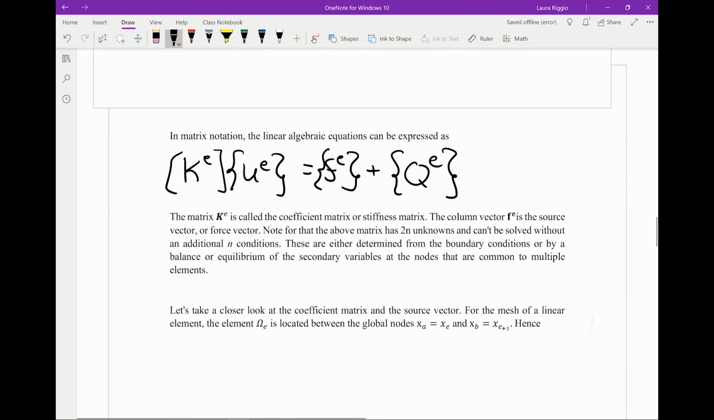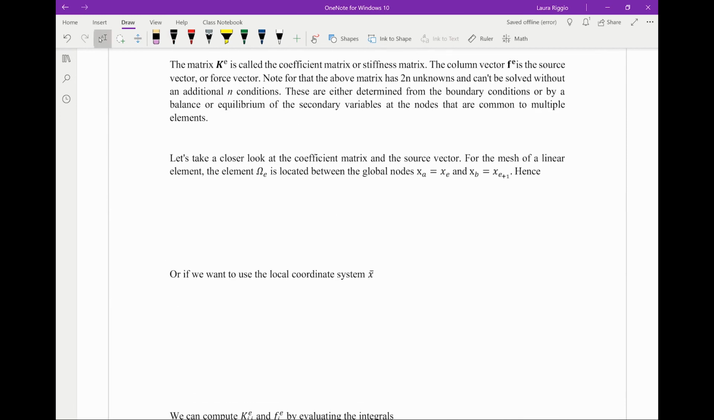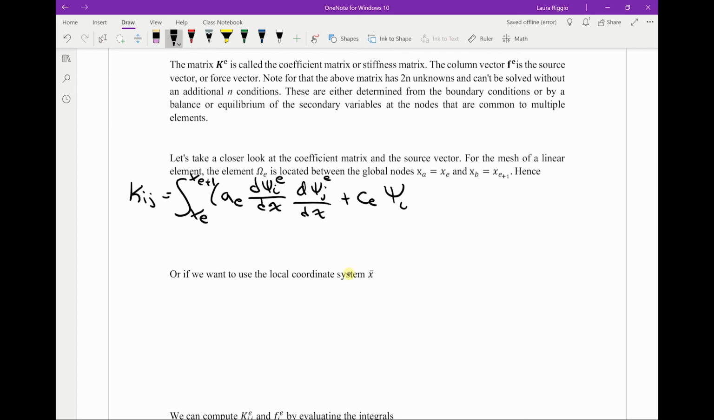For a mesh of a linear element that's located between points xa and xb, or e and e plus 1, depending on how you want to write it, we'd have Kij is equal to the integral from xe to xe plus 1 of a d psi i d psi j plus c for that element, psi i psi j dx, and we'd have Fi is equal to the integral from xe to xe plus 1 of fe psi i dx.